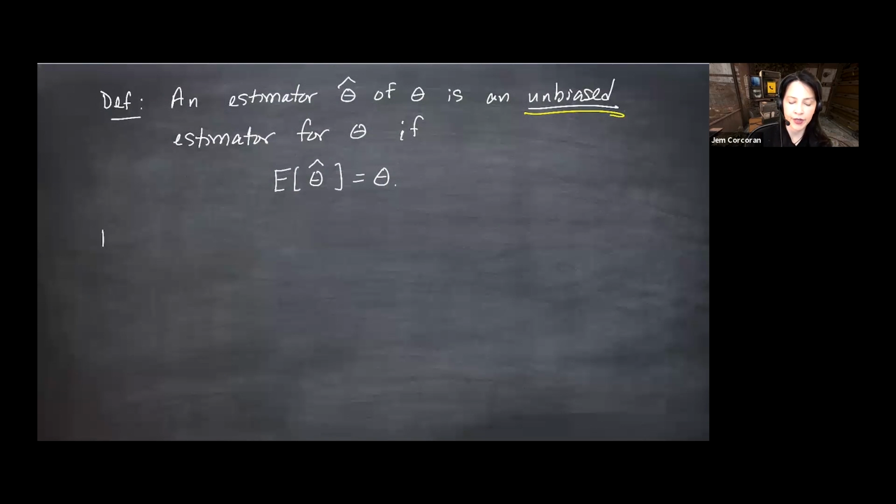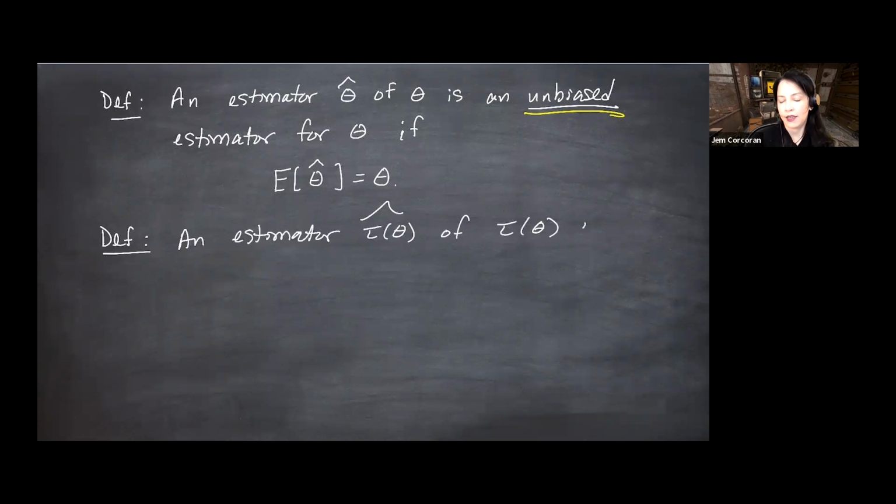So this really should have been the definition because it's more general, but I just wanted to write that down a little cleaner first. I just want to talk about it for tau of theta. An estimator tau of theta hat of tau of theta is an unbiased estimator if its expected value is the thing you want.